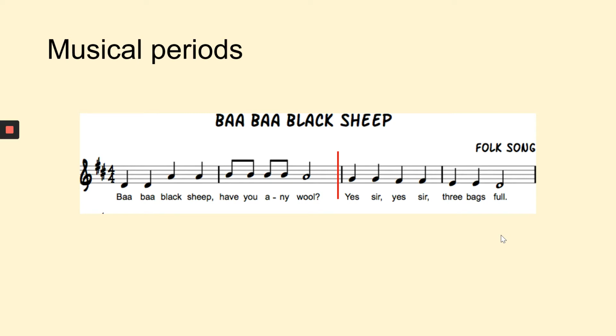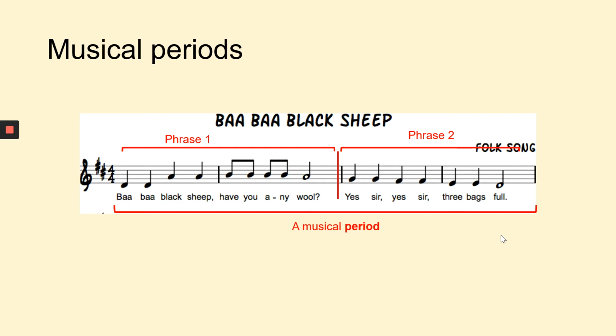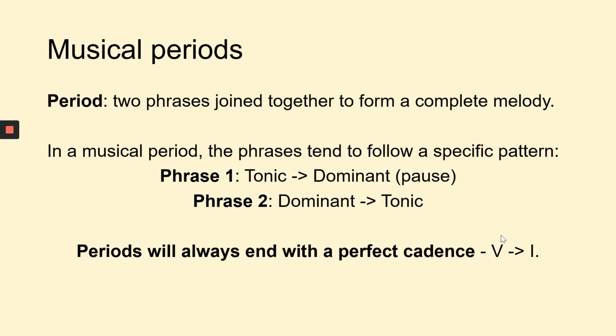Our melody is made up of two phrases that are joined together. And when this happens, we call it a musical period. A period is two phrases joined together to form a complete melody.